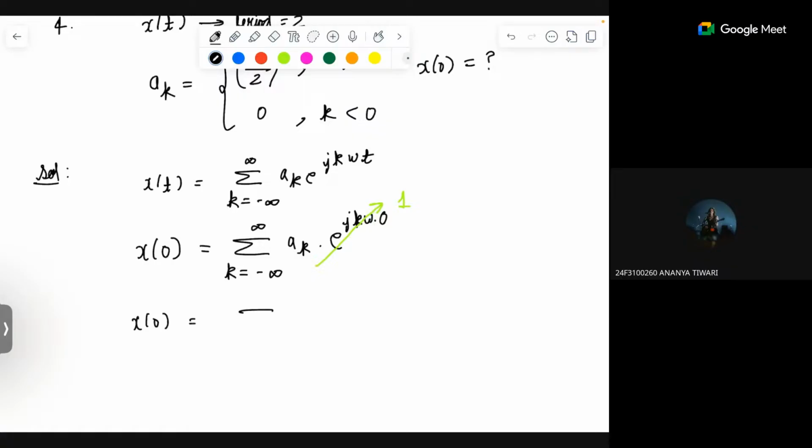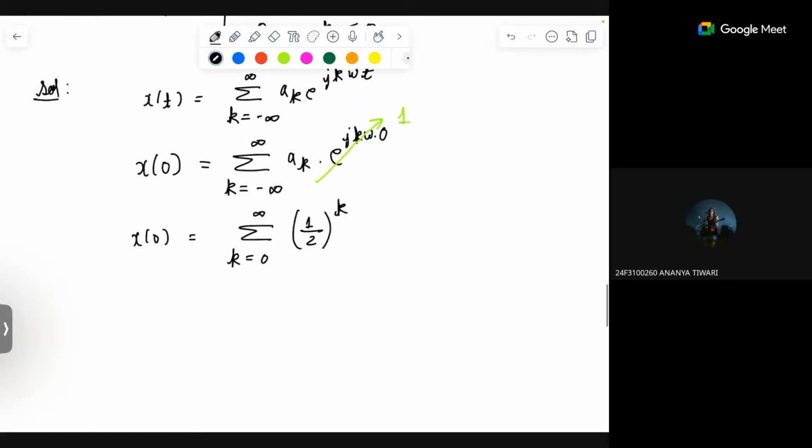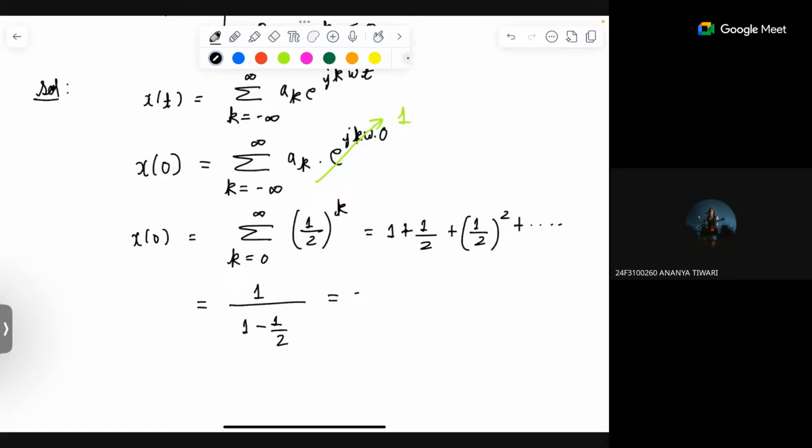So x of 0 becomes the sum from 0 to infinity of half raised to the power of k. This is a geometric series and it goes up to infinity. The common ratio is half and it is less than 1. So I will use the formula, but just to show you, I will write the series and so on. Using the formula a upon 1 minus r, 1 upon 1 minus half, that gives me 2. So x of 0 is equal to 2.